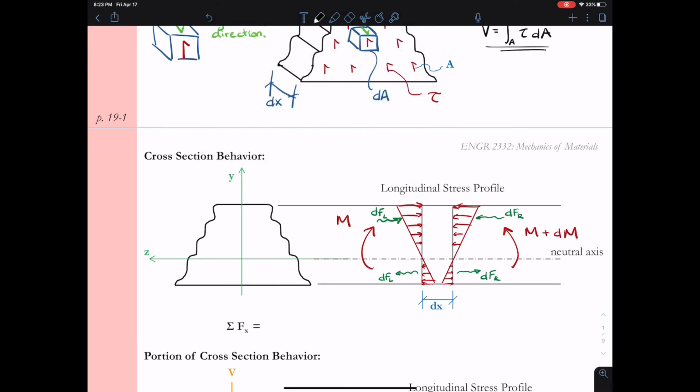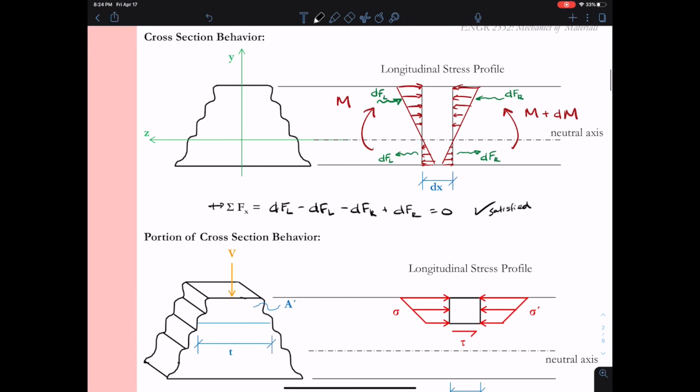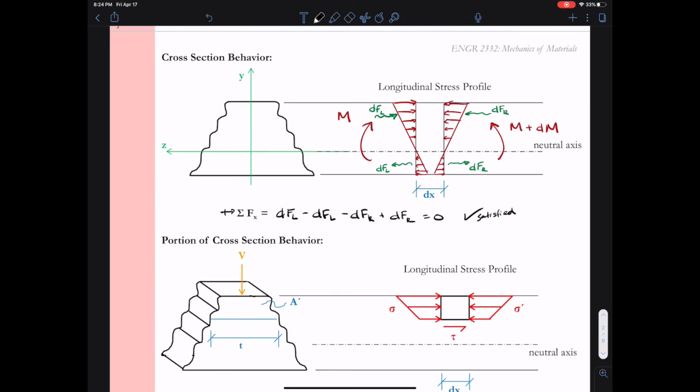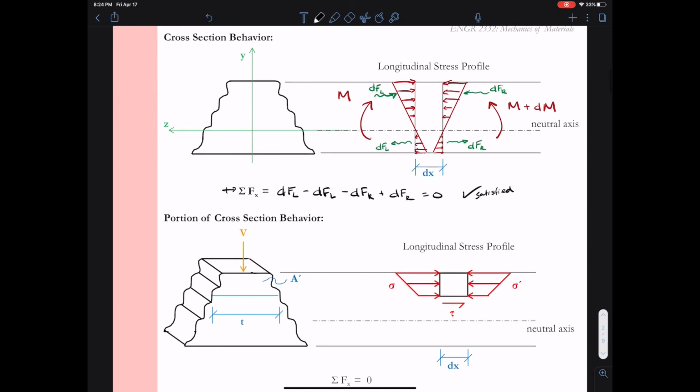Okay, so I now can sum forces in my cross-section. Summing forces in the x direction, I get dFL to the right, minus dFL to the left, minus dFR to the left, and then plus dFR to the right equals 0. Okay, that looks like it's good. dFL minus dFL plus dFR minus dFR checks out to 0. All right, so we satisfy equilibrium. We must always satisfy equilibrium, otherwise things are in motion, and in mechanics of materials and our structures and other components and parts, we don't want things moving. We want forces to be balanced.